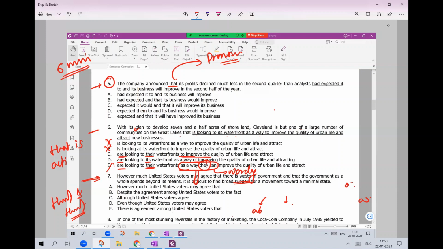Anyone, any problem over here? This is not a pronoun at all. But if it is not a pronoun, this is followed by some sort of a verb. Now let's read the entire sentence. The company announced that its profit declined much less in the second quarter than analysts had expected it to, and its business will improve. Now, the underlined part is and its business will improve. So I see here and that its business, and that its business.